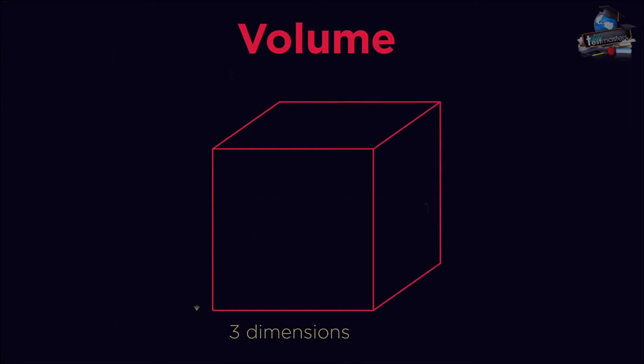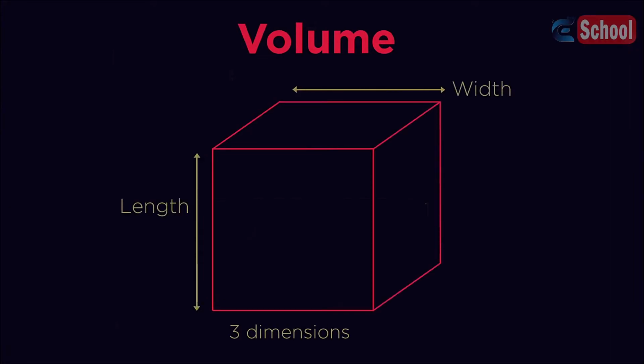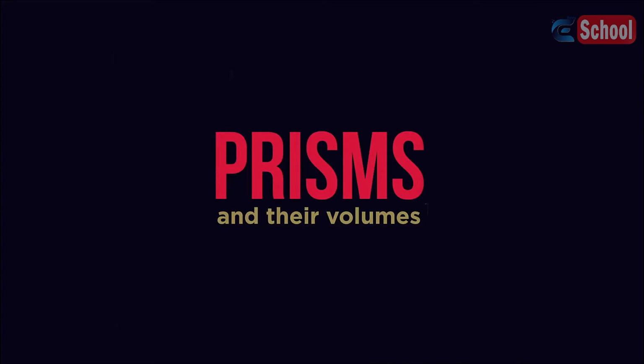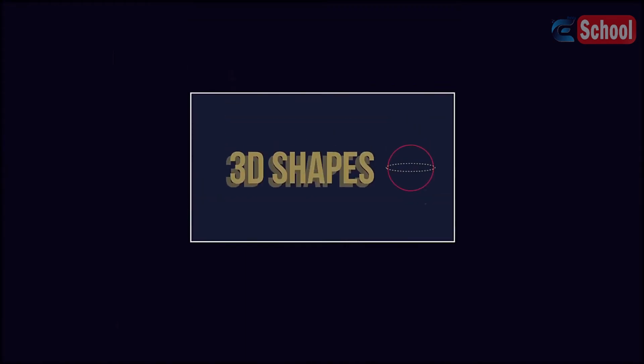Volume is measured across three dimensions, the length, width and depth, and so is usually measured in centimetres cubed or metres cubed. In this video, we're going to look at the volume of prisms. If you don't know what a prism is, you should watch this video first.